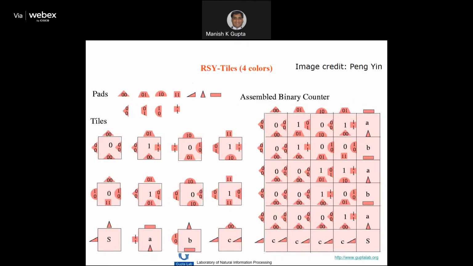3. 8 tiles are there, right? Total 8 tiles are there, right? So out of this, I have to assign 3 inputs and the rest of them are output. So I need to find a function which will describe this. Okay, and this is a challenging problem.